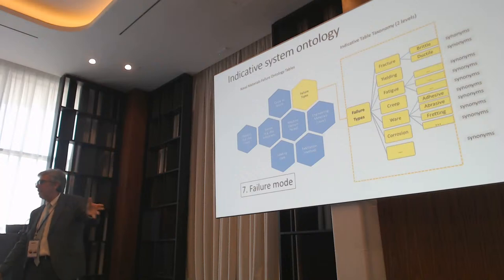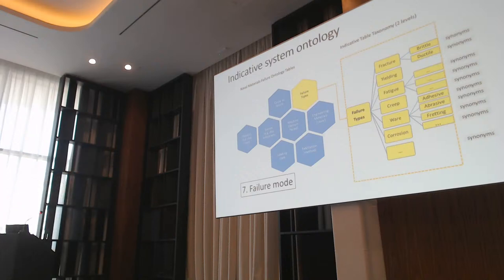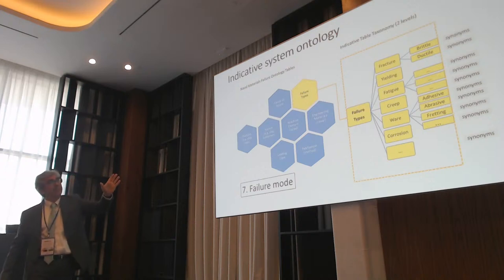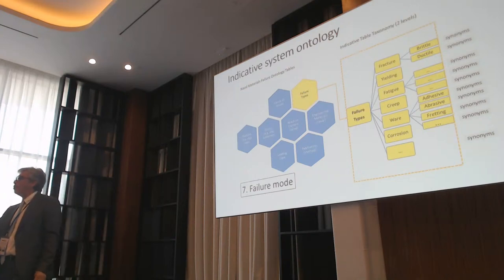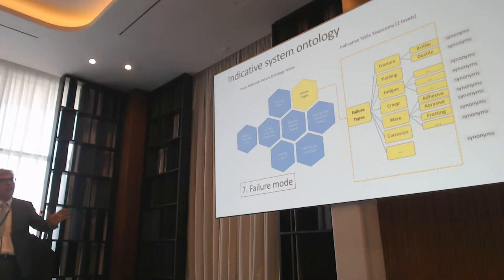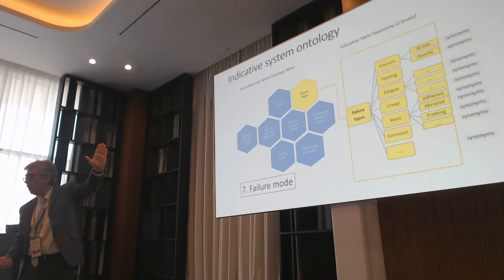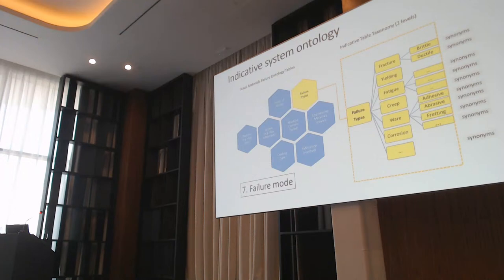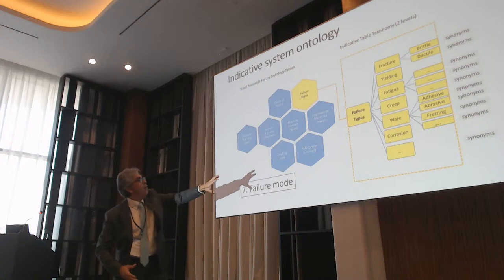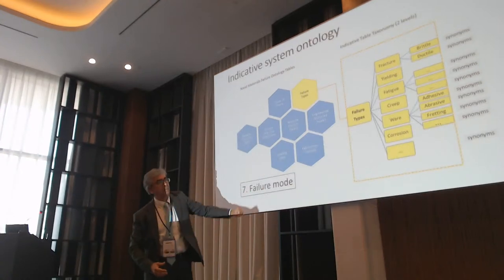The first level is something which the user, not the expert, can easily identify: corrosion, wear, fracture. It can be further classified from the point of view of an expert, of someone who knows what he's talking about. And it can go further to mechanism level, the third level of information. The taxonomy of the system follows this taxonomy, and takes place for every one of these concepts.